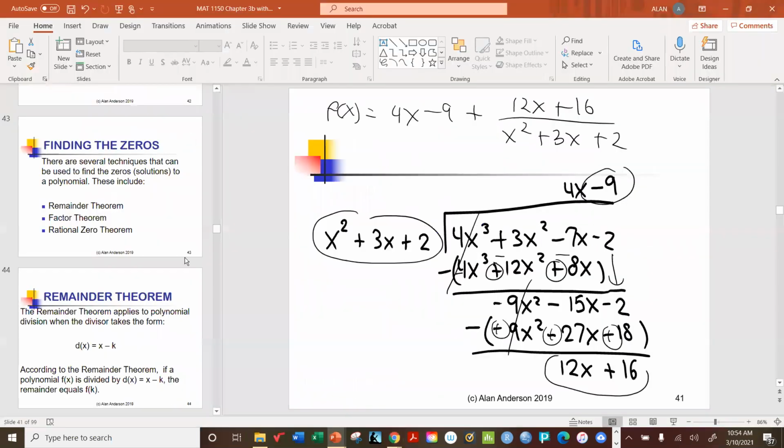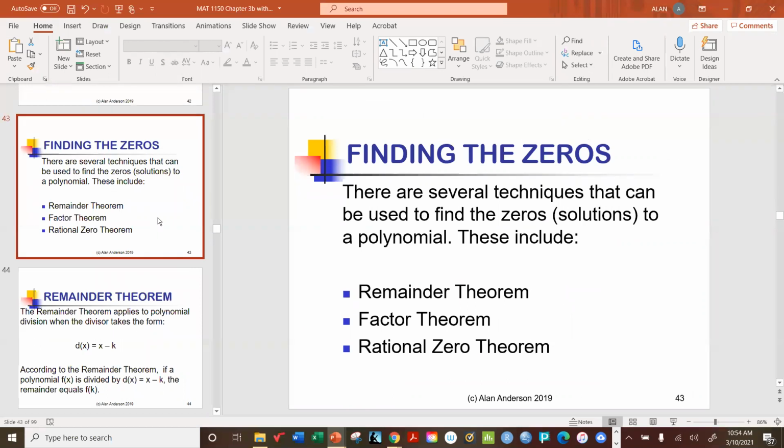Anyway, let's get back to it. So we're going to see three different ways of approaching the solutions of a polynomial. And they are called, as you can see, the remainder theorem, the factor theorem, and the rational zero theorem. All right, so let's write these down for a second and take a peek at what they look like. Some of these are very straightforward and some of these are not. Some of them can be a real nightmare.